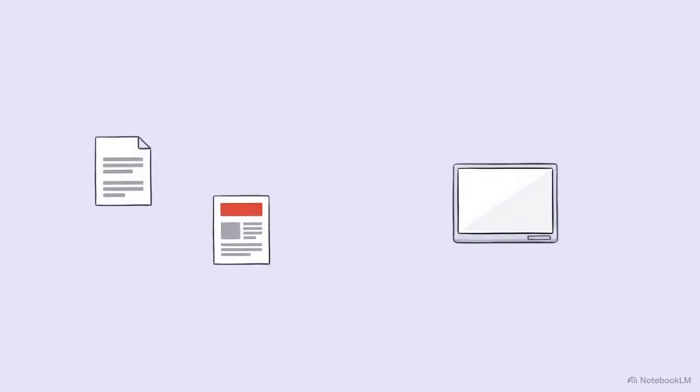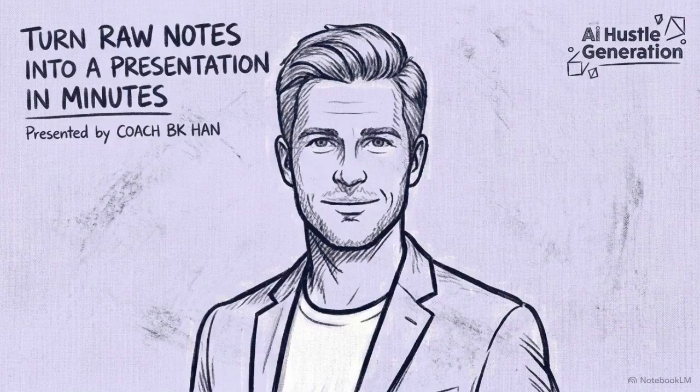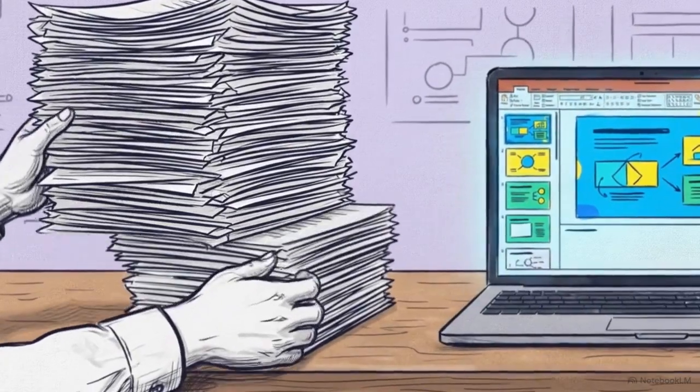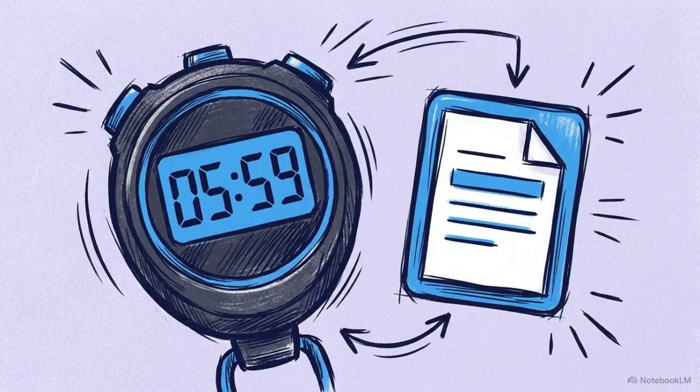Building a presentation usually means spending hours manually outlining slides, summarizing long documents, and retyping key points into bulleted lists. I am Coach BK Han, and today we're using the AI hustle generation methodology to speed that process up. By following this workflow, you can transform a stack of raw research documents into a fully drafted, exportable slide deck in under 6 minutes using Google's NotebookLM.